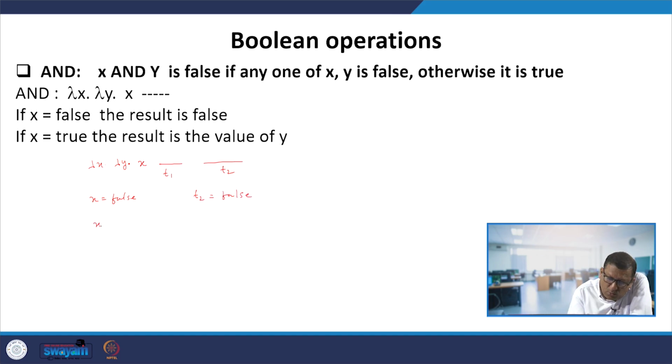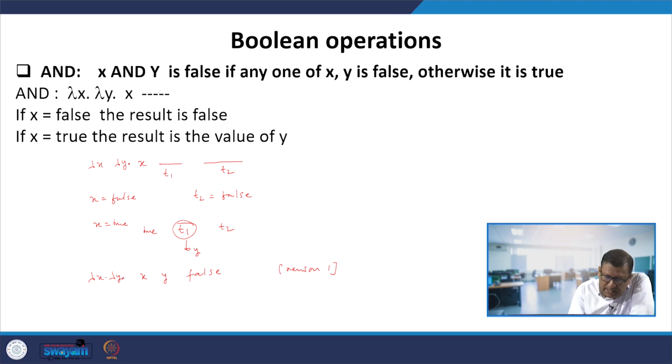Now if x is true, then we cannot say the answer is true; that is determined by the value of y. So if x is true, it takes the first term, T1, so the answer will be T1. Now T1 will be whatever y value we have, so this will be y. Thus our body will be x y false: lambda x, lambda y, x y false. Now this we are calling version 1.